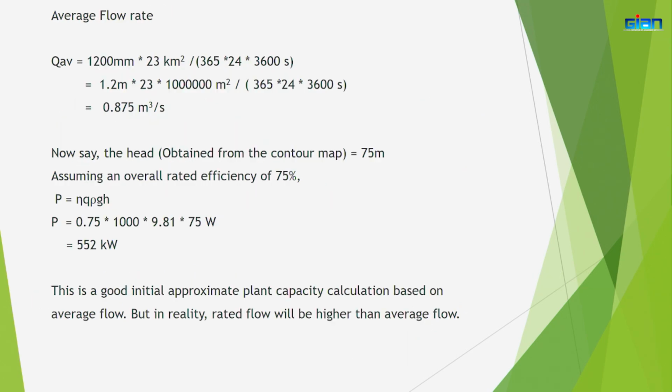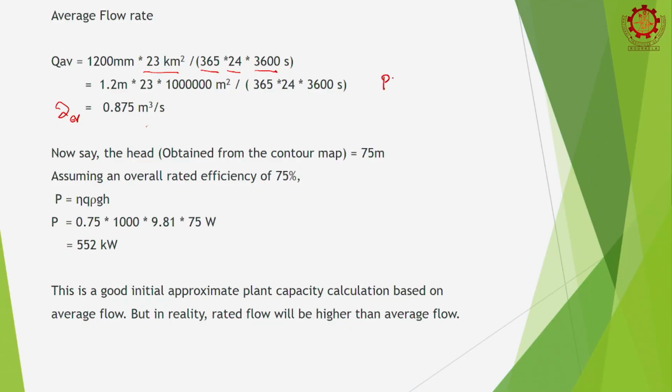Therefore, now we can calculate, right. So, it is 1200 millimeters into 23 square kilometers. Now, I divide by the number of seconds in the year, 365 days, 24 hours, 3600 seconds, right. So, when you multiply all these things with cubic meters and seconds, you can get the average flow rate as 0.875 cubic meters per second. Now, we have a Q value, right.